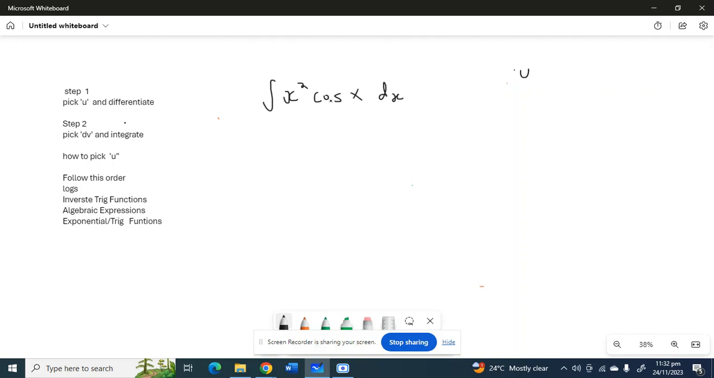All right, welcome to another lesson in integration. We're still looking at integration by parts. We've got a question here. We have to integrate x squared cos x dx.